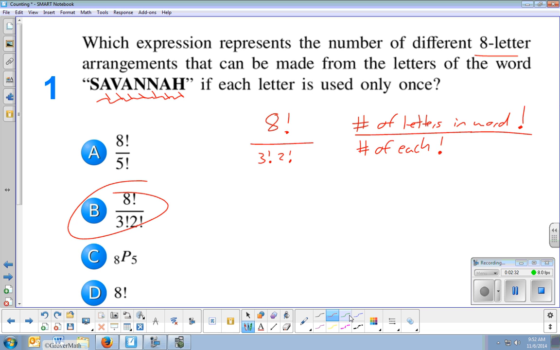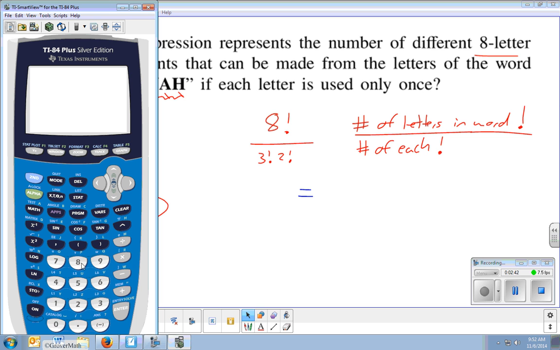But most of these problems, they don't want just the setup. They want the actual number this comes out to be, and that's going to be done in your calculator. So let me show you how to do that. First, you're going to type in 8 factorial, and you type in the number 8. And the way to get the factorial symbol is by hitting the math key below alpha.